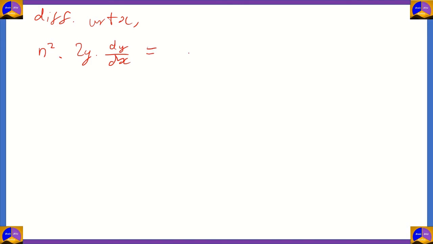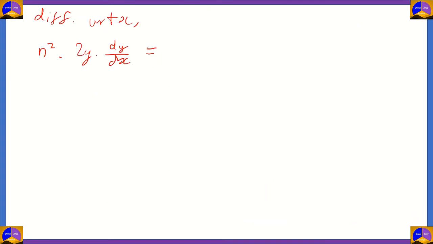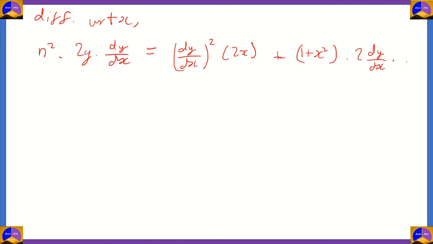And on the right hand side, you will basically have 1 plus x squared times dy by dx the whole squared. So therefore we will have to first write dy by dx the whole square times the differential of 1 plus x squared, which is 2x, plus 1 plus x squared times the differential of dy by dx the whole square. So that will be 2 dy by dx times d by dx of dy by dx.